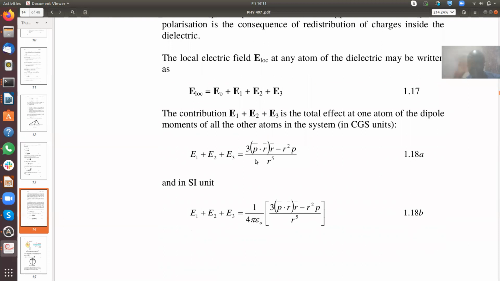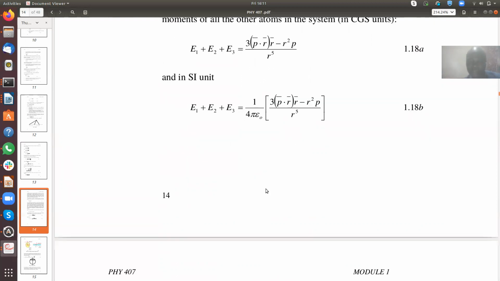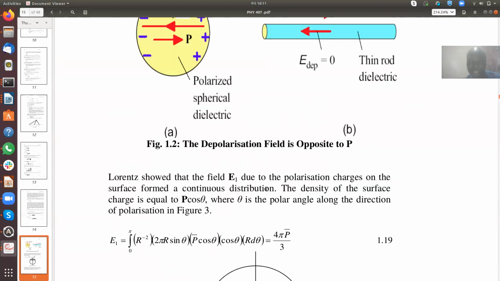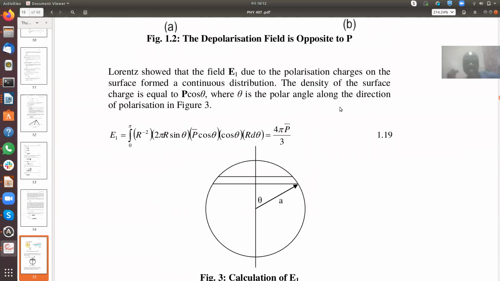This is now equal to what we derived when we have opposite charges separated by a distance and a polarization takes place. So this can be written in this format, which is equation 1.18. So the depolarization field is opposite to P. Lorentz shows that the field E1, due to the polarization charges on the surface, forms a continuous distribution. So the density of the surface charge is equal to P cos θ, where θ is the polar angle along the direction of polarization in figure 3.